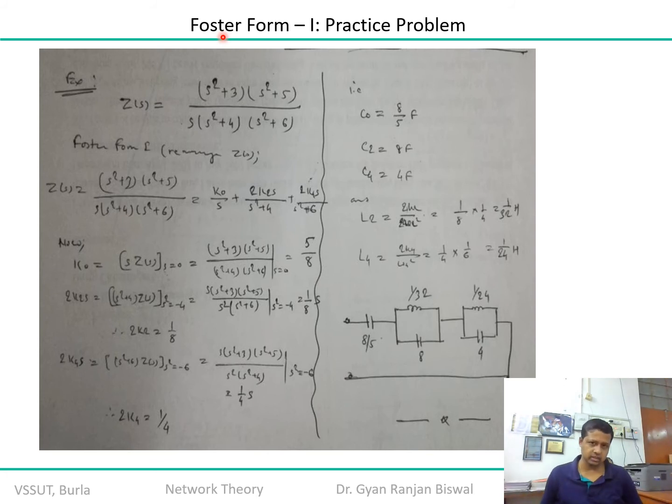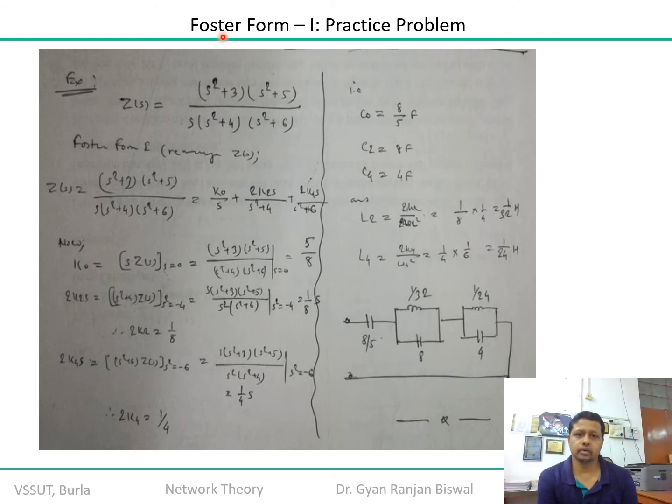So from there you can get the value of C naught. C naught is equal to how much? It is 1 upon k naught. So if k naught is equal to 5 by 8, your C naught is equal to 8 by 5 farad. Similarly, 2k2 is equal to 1 by C2, so C2 is equal to 1 upon 2k2, so your C2 is equal to 8 farad. Similarly, C4 is equal to 1 upon 2k4, so you are getting C4 is equal to 4 farad.